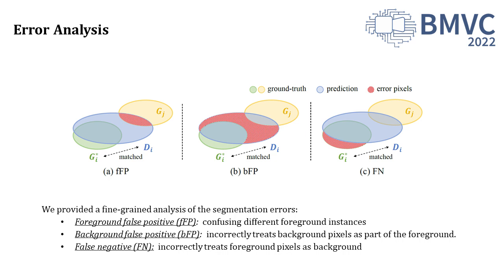We classify the instance segmentation errors into detection and segmentation errors, providing a fine-grained analysis of the segmentation errors. As shown in the figure, segmentation errors are decoupled into three types. The foreground false positive error indicates that the model is confusing different foreground instances. Background false positive error means that the model incorrectly treats background pixels as part of the foreground. The false negative error refers to that the model incorrectly treats foreground pixels as background. That is, it predicts incomplete masks.